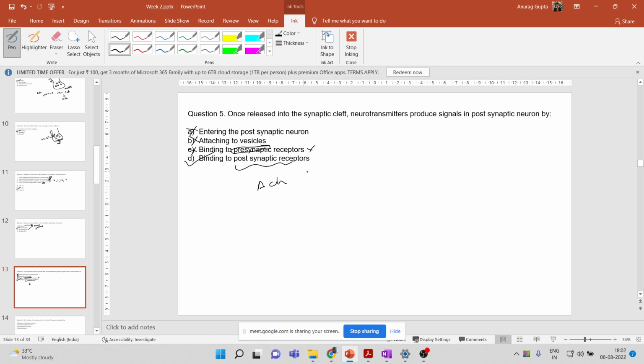So we know that ACH binds to nicotinic cholinergic receptors, right? And once it binds, it's like a lock and key mechanism, and the cholinergic receptors are the lock, and the acetylcholine neurotransmitter is the key which opens this lock, following which there's an influx of sodium causing an increase in the end plate potential. So this is the answer.